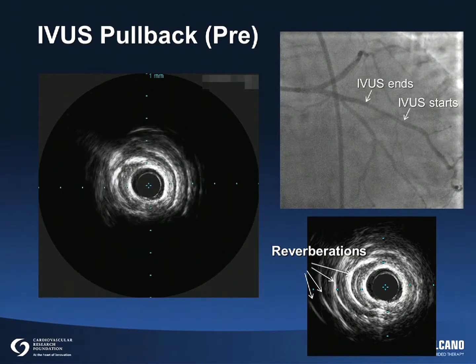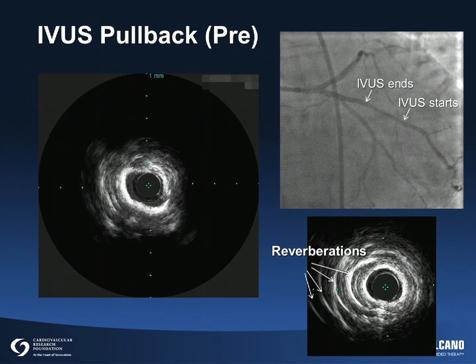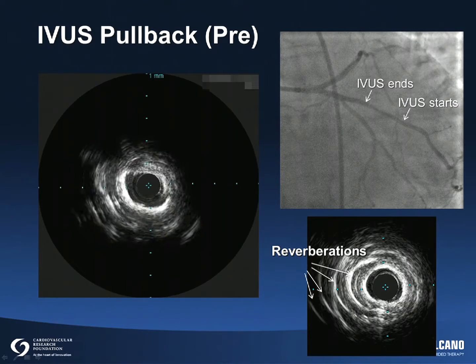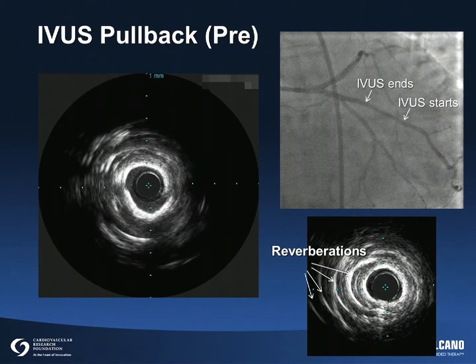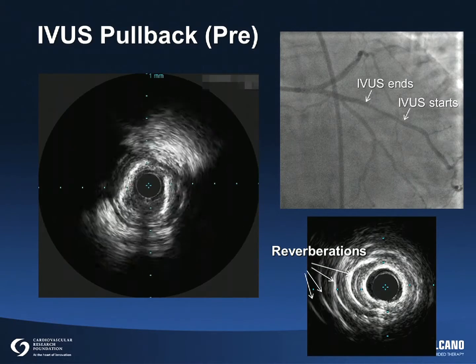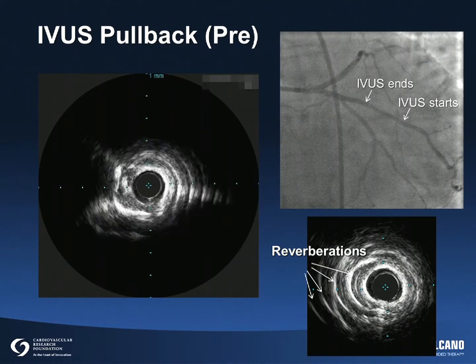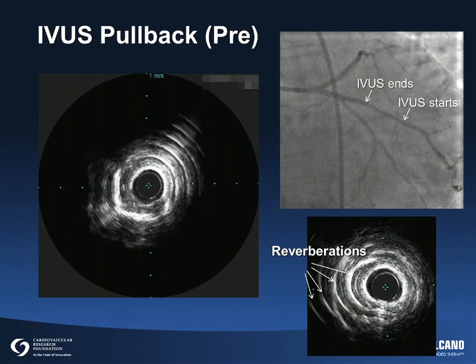Multiple repeating white layers can be seen beyond the calcium. These are highlighted in the still IVUS image and represent the reverberations from the superficial calcium. Reverberations can be caused by calcified plaque, especially after rotational atherectomy or occasional stent struts.